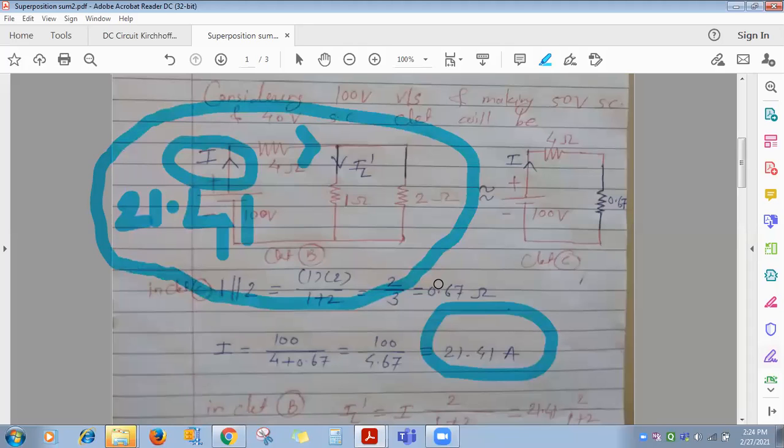Should we use Ohm's law? No, not Ohm's law. See circuit B, everyone. In circuit B, do we get the value of the current I that I have shown in capital I? We have got 21.41, which means you know the total current, so we can find it by 21.41 minus IL, and IL dash.